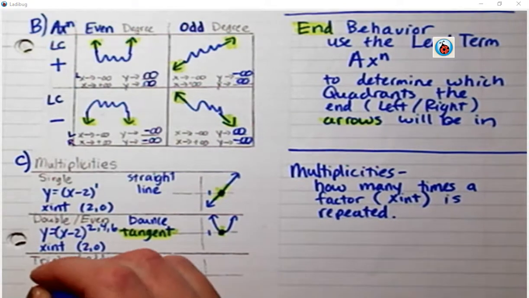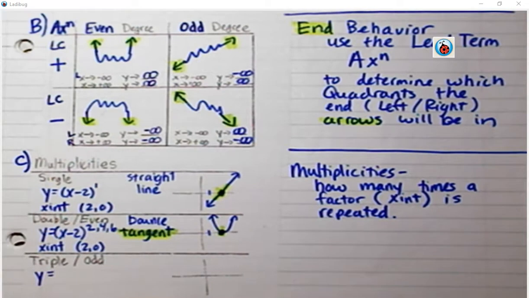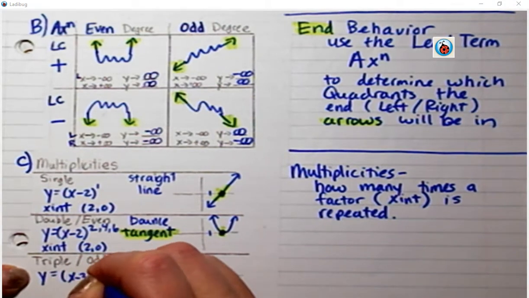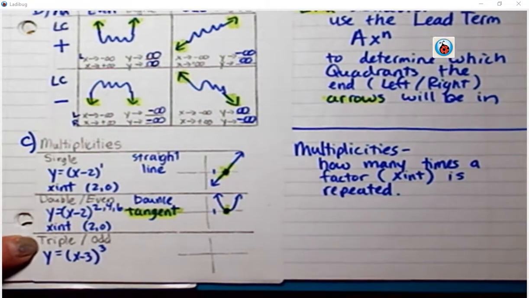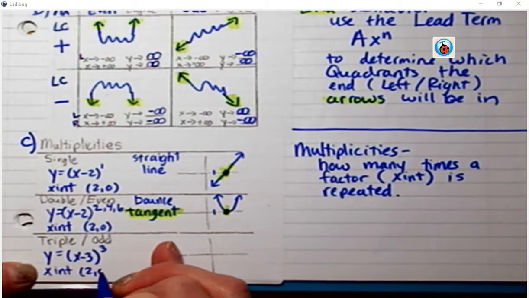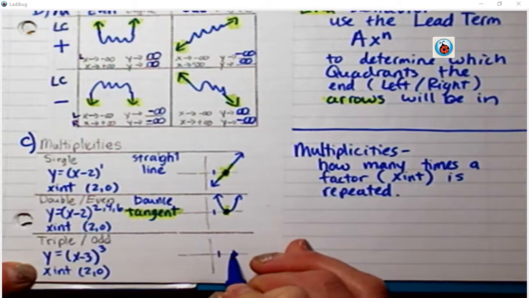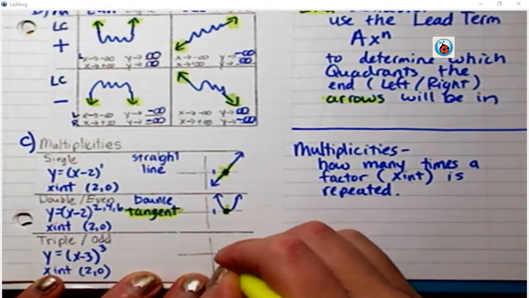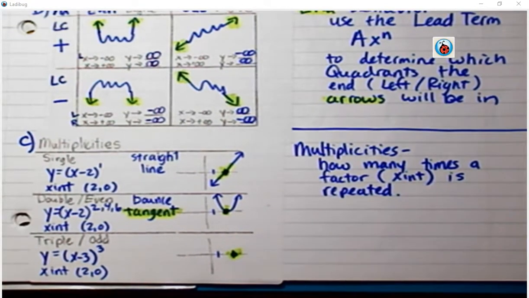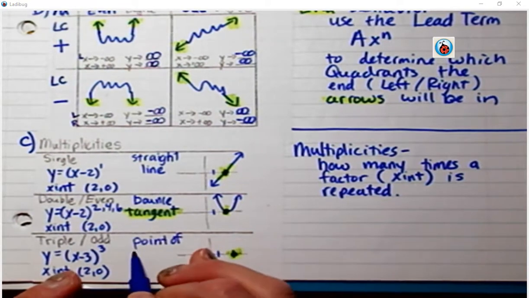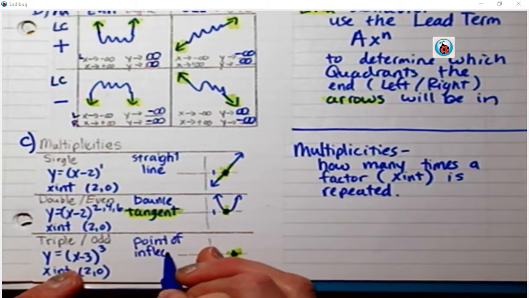Triple. All right, now we're getting to something we haven't seen yet, right? Because we've done lines, we've done squares. Now we're going to the triple. That's a 3, repeated 3 times. The x-intercept is still 2, 0. Still there. I'm going to add a new word for you. Point of inflection.